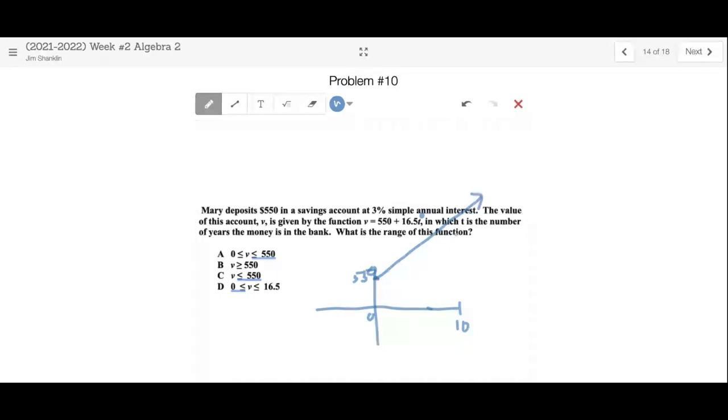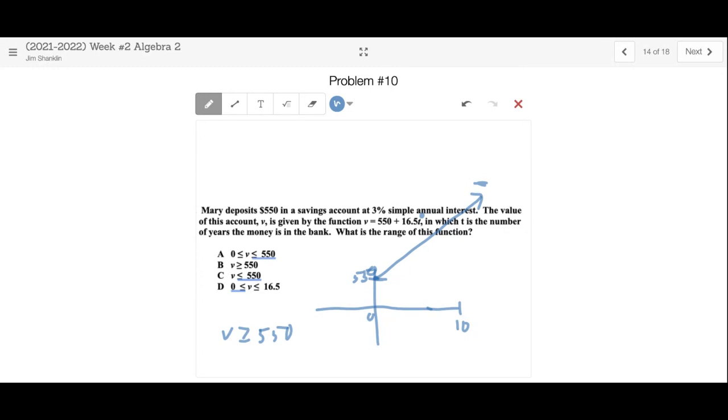So now, what is the range of the function? Well, the lowest point is 550. I don't know what the highest point is, but it didn't ask me that. It just asked what the range would be. I would say the range would be V is greater than or equal to 550. That's how I would think through a problem like that.